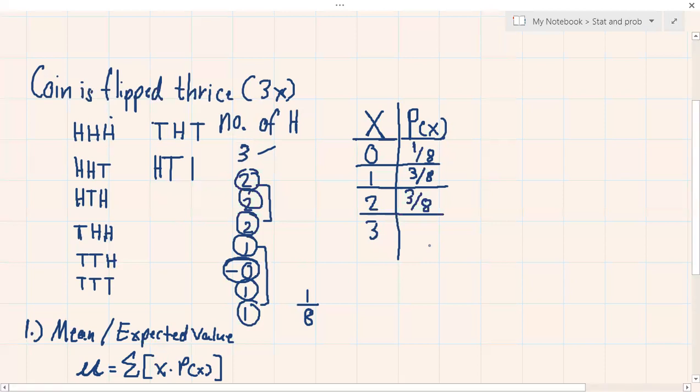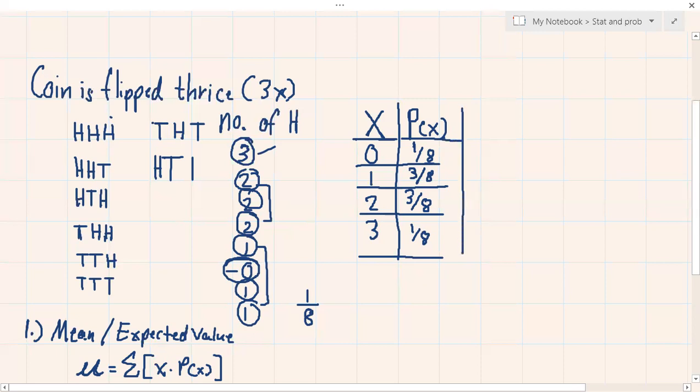Now, last but not the least, meron tayong 3. Okay, so ilan si 3 dito? So there's only 1 3. So that means there are 1 out of 8 possible outcome na magiging 3 in total ang heads mo once you flip the coin thrice. Okay? So nakukuha nyo ba ako guys? Okay? So that's it. We're done.